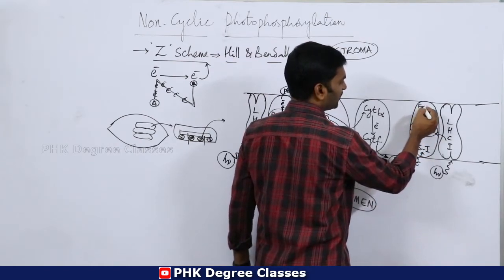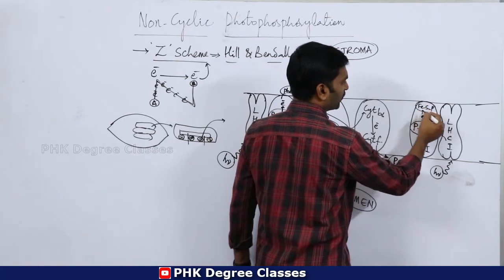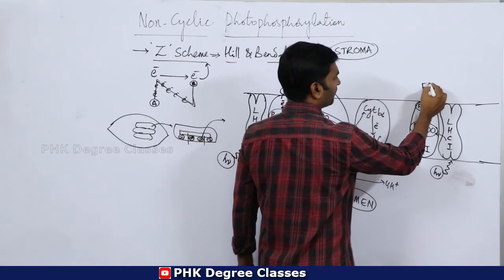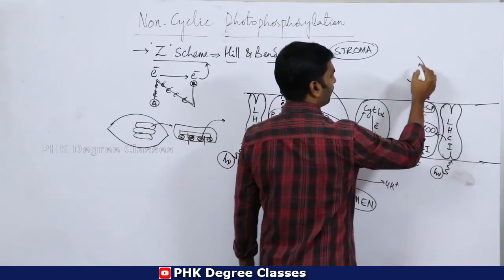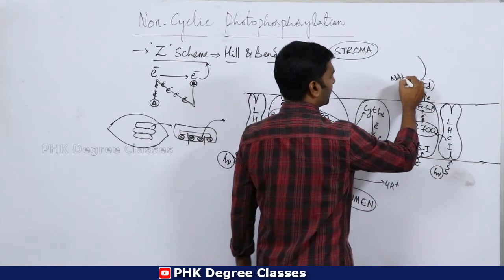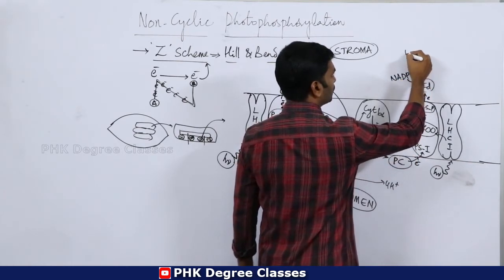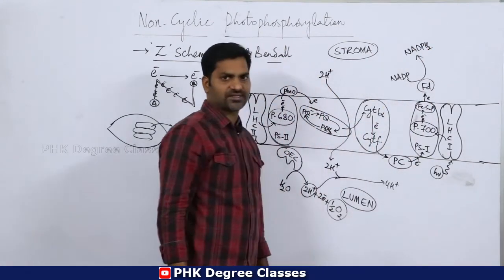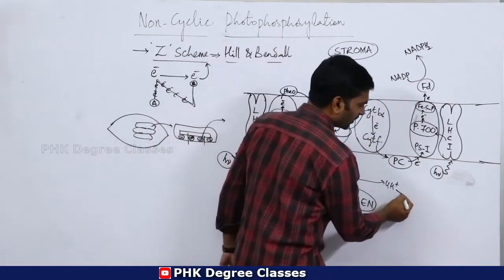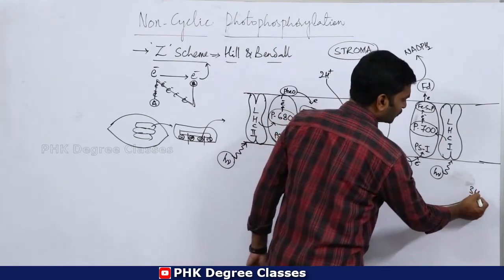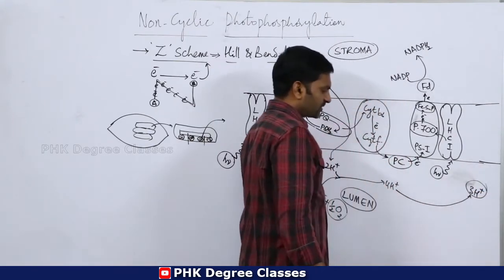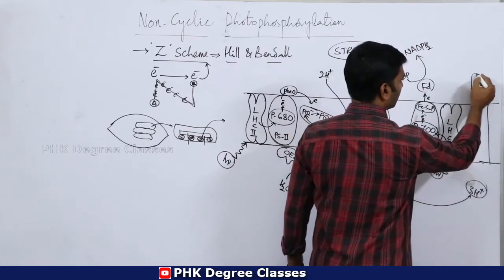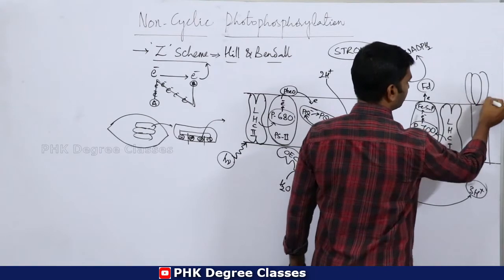This electron reaches the iron sulfur protein, from here to FD, ferredoxin. Ferredoxin is involved in the conversion of NADP into NADPH2 in the stroma. Then these 4 protons move to the oxysome. This is what? Oxysome.